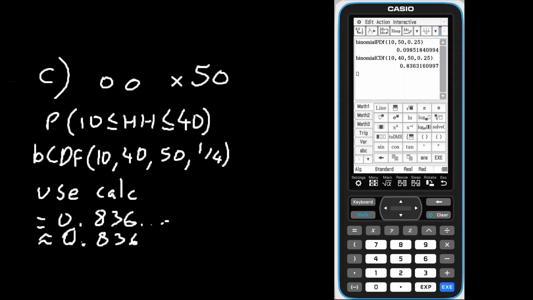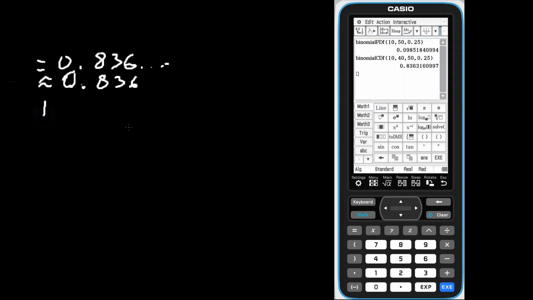Okay, so now we go on to part D. This is asking if two coins are tossed again, so we've got our two coins and we're tossing them another 50 times, what is the probability that there is at least one tail? At least one tail 30 times.